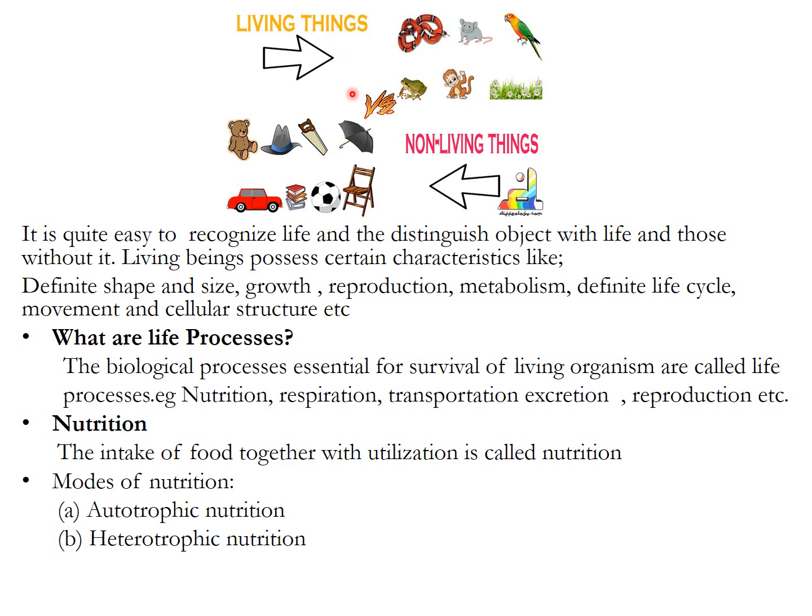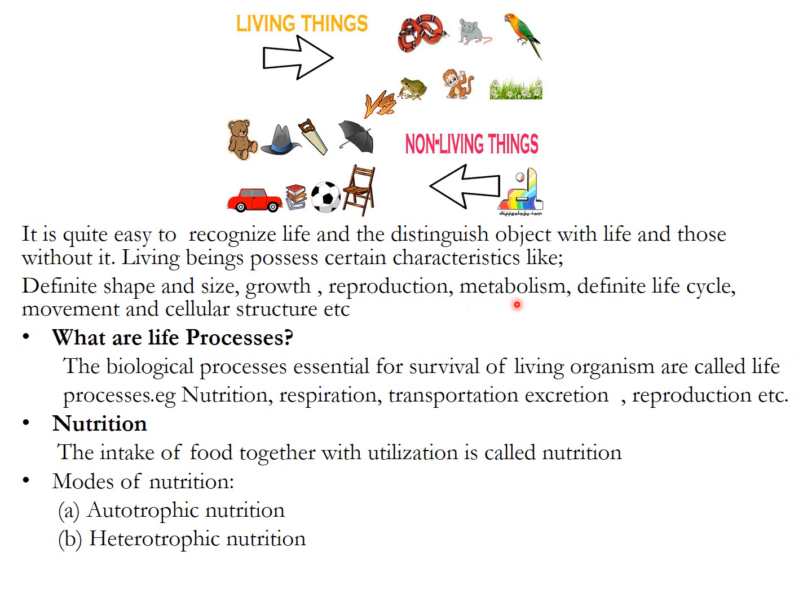Characteristics like definite shape and size, they show certain types of growth, their reproduction by which they multiply, metabolic processes in them like respiration, as we know breathing. We can easily distinguish the organism as living or non-living. We see various life cycles, like a plant which grows from a seed to a big tree, and certain movements along with various other processes and the cellular structure.